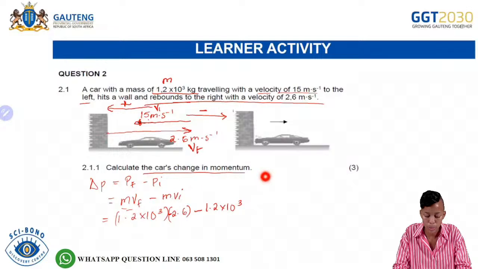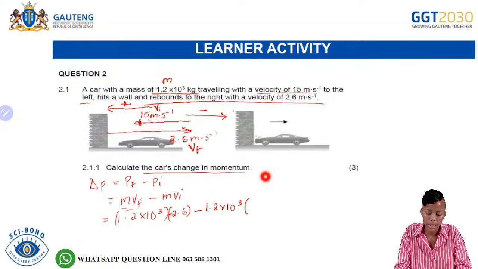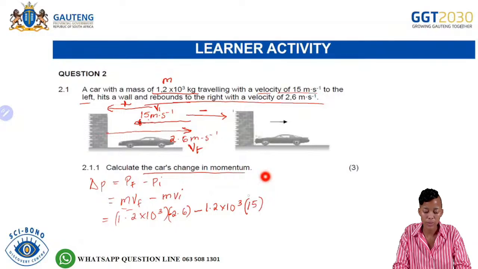1,2 times 10 to the power of 3 multiplied by the velocity. So initially, the initial velocity was 15 meters per second, so we have a positive 15. Why a positive 15? Because we said we are going to take the initial direction, which is to the left, as positive. So that is what we did there.